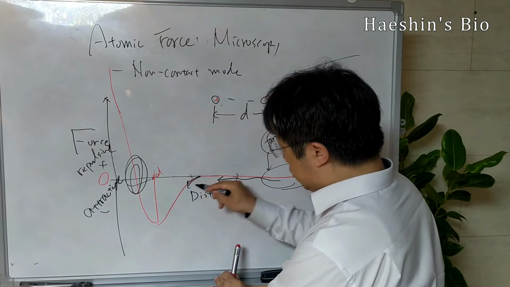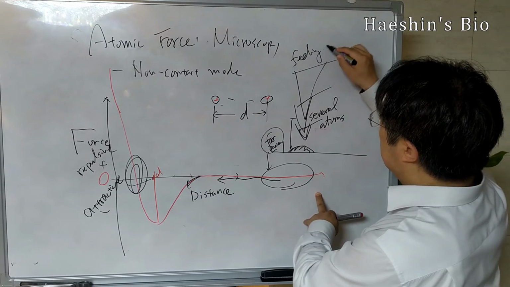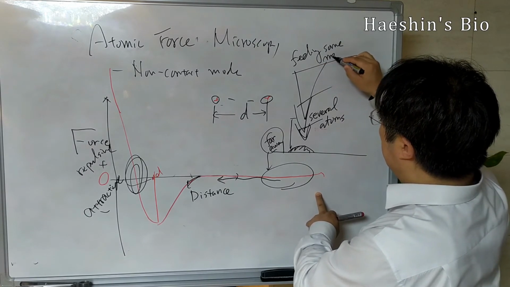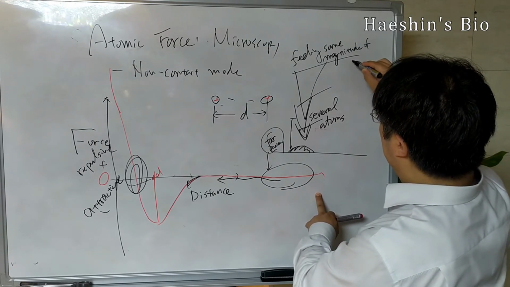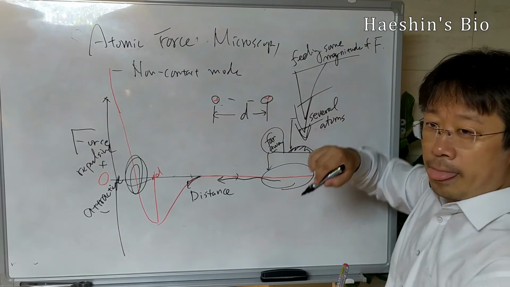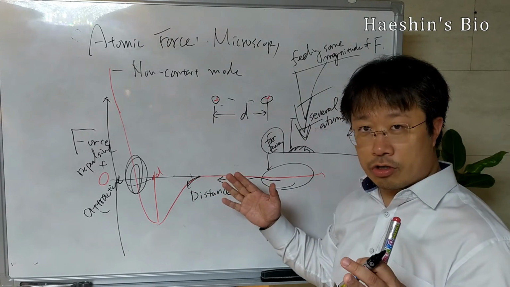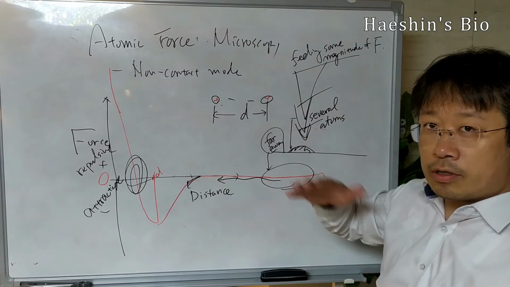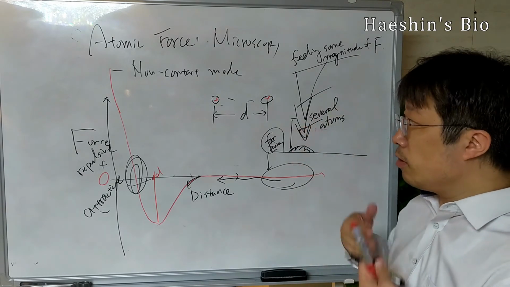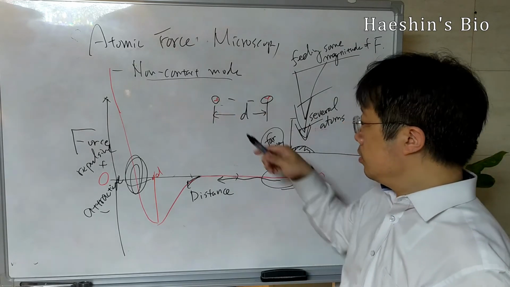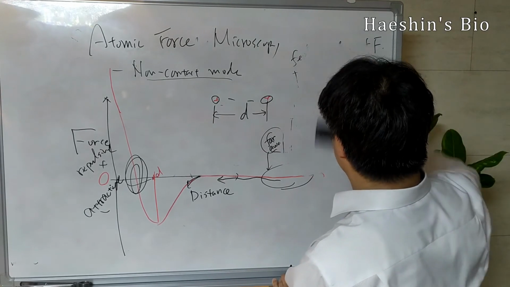Then at this distance, the tip starts feeling some magnitude of force, because of this general physics, right? It's the attractive force acting on each other in a critical range of the distance. So this is how they started to develop the non-contact mode operation. Let's go into a little bit more detail then.